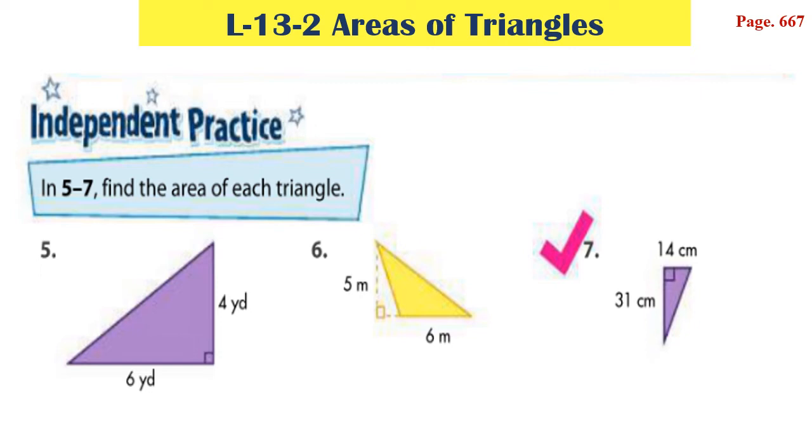Time's up. Now, what is the answer for number 5, 6, and 7? Very good. Number 5, 12 square yards. Number 6, 15 square meters. And number 7.